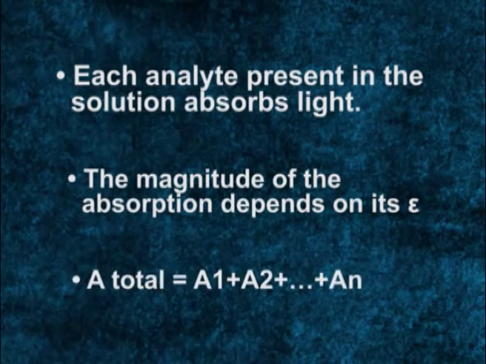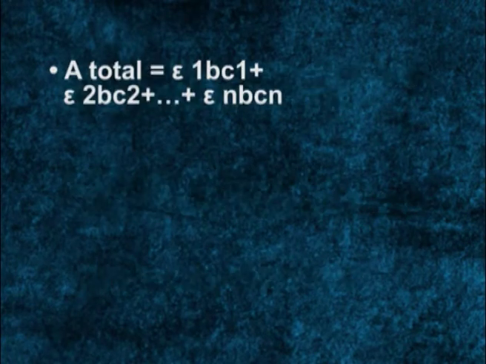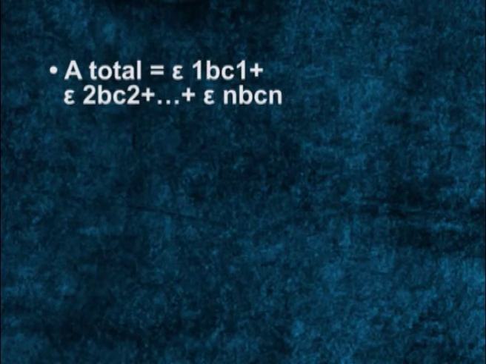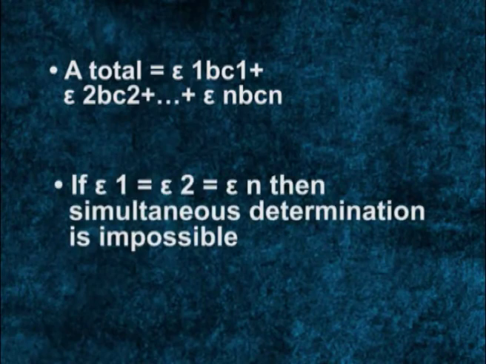A total is equal to A1 plus A2 plus up to An. A total is equal to epsilon 1 b c1 plus epsilon 2 b c2 up to epsilon n b cn. If epsilon 1 is equal to epsilon 2 is equal to epsilon n, then simultaneous determination is not possible.